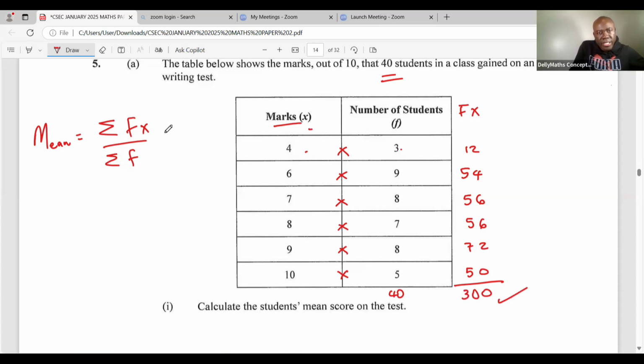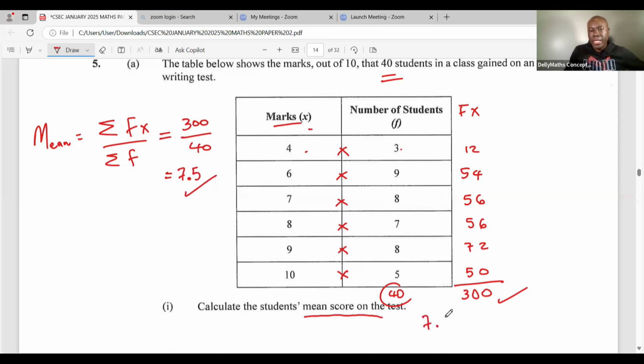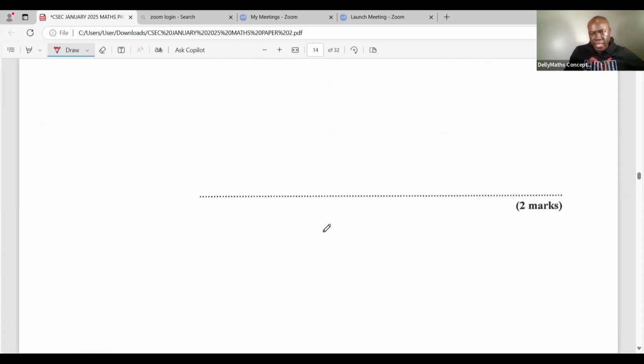So basically, we're just going to sub this in here. The sum of my fx was 300, and the sum of the total frequency is 40. So basically we want to divide that by 40, and let's see what we have. I'm getting a score of 7.5. So this is actually our mean score here, 7.5. Okay. All right, let's move on to the other question.